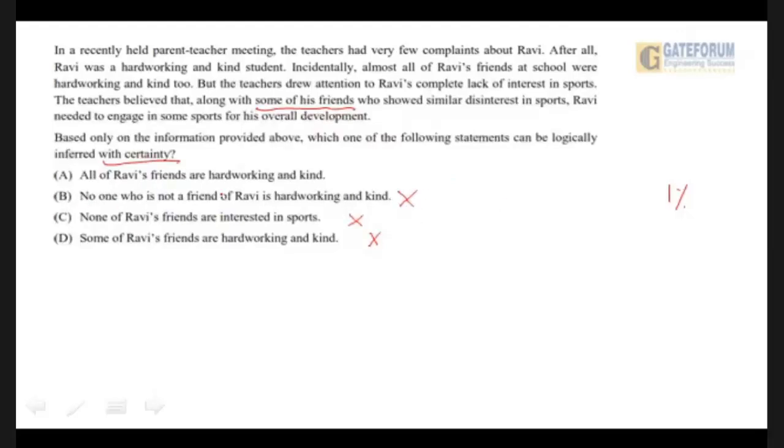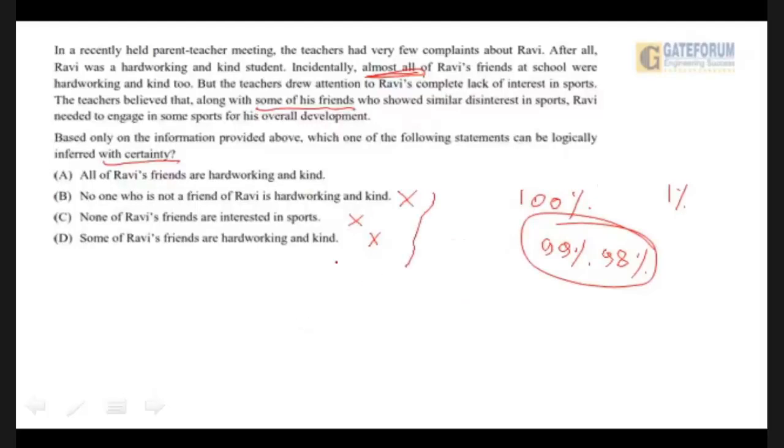The last, all of Ravi's friends are hardworking and kind. I'll say no, almost all has been said. All is 100%. Almost all means somewhere around 99%, 98% approximately. Don't quote me on these, I'm approximating to explain. But compared to all the other three, which looks the absolute nearest? This one, right? So I will say option A is my preferred conclusion, which can be logically based and can be said with certainty.